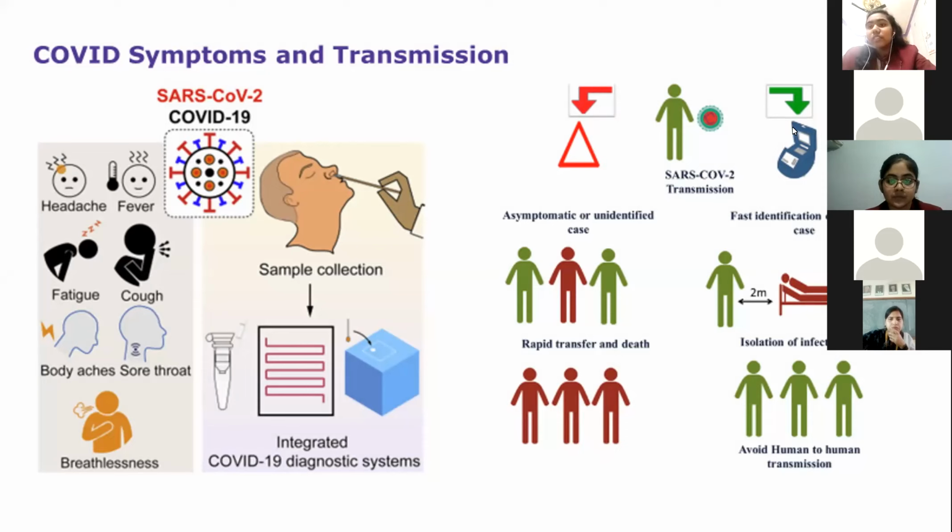Now let us come to the transmission of the SARS-CoV-2 virus. If a person is asymptomatic or unidentified, marked as a red color person, then he or she can transfer the virus to other healthy persons who are marked as green. There's a rapid transfer of this virus which leads to death. Whereas if the virus is identified, then the infected person finally becomes healthy without transmission of the virus. Now let us come to the next topic.